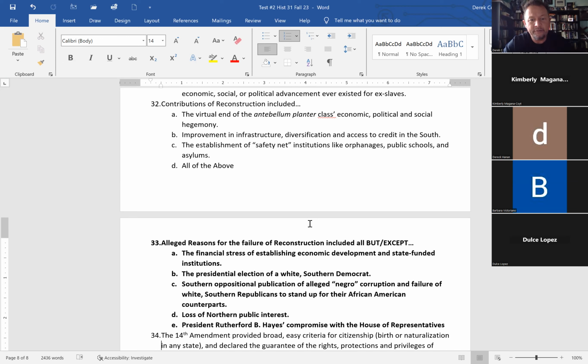Look at C, Southern opposition in the press about Negro misrule and corruption. Absolutely. That's found also in the first of 2 sections on Reconstruction. A loss of Northern public interest? Yes. And President Rutherford B. Hayes' compromise to get the troops out of the South, if he could be chosen the president, that is true as well. So the one that does not fit is B, the presidential election of a white Southern Democrat.